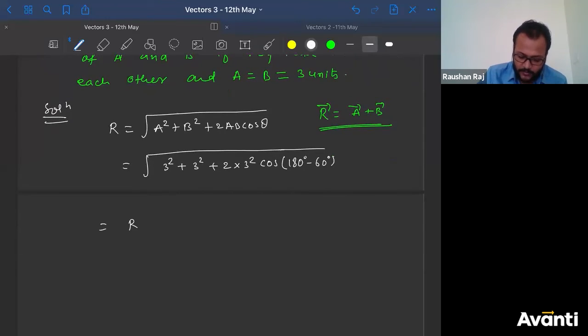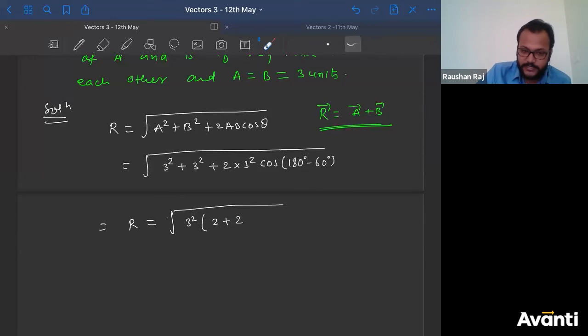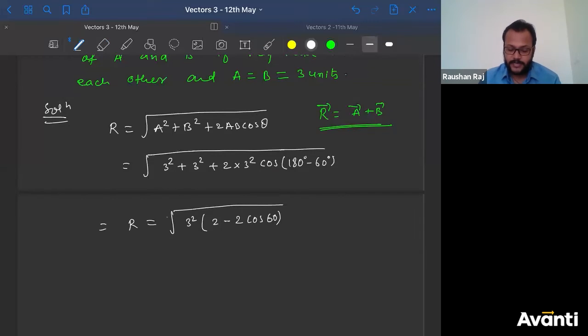So R is equal to square root of, can I take 3 square out? So 3 square out. So 2 plus 2 into, how can I write this cos 180 minus 60? So cos of pi minus theta, I have to use the same trigonometric function. So cos of theta, theta is what? 60. Now plus or minus, since this 180 minus 60 will lie in second quadrant, in second quadrant cos theta is negative. So I have to use a negative sign here. Right? Correct hai? बहुत बढ़िया.